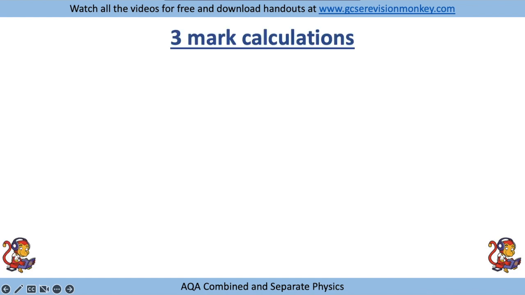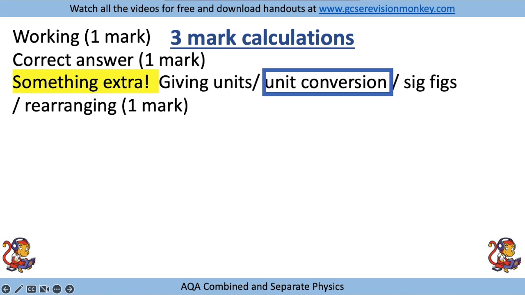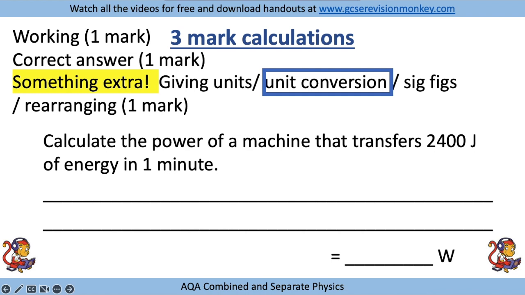So another 3-mark calculation, rather than giving the units, could be converting the units. A simple one would be converting minutes to seconds. This question says calculate the power of a machine that transfers 2,400 joules of energy in 1 minute. So really look out for that. That's a really common thing, and you have to convert that to seconds.